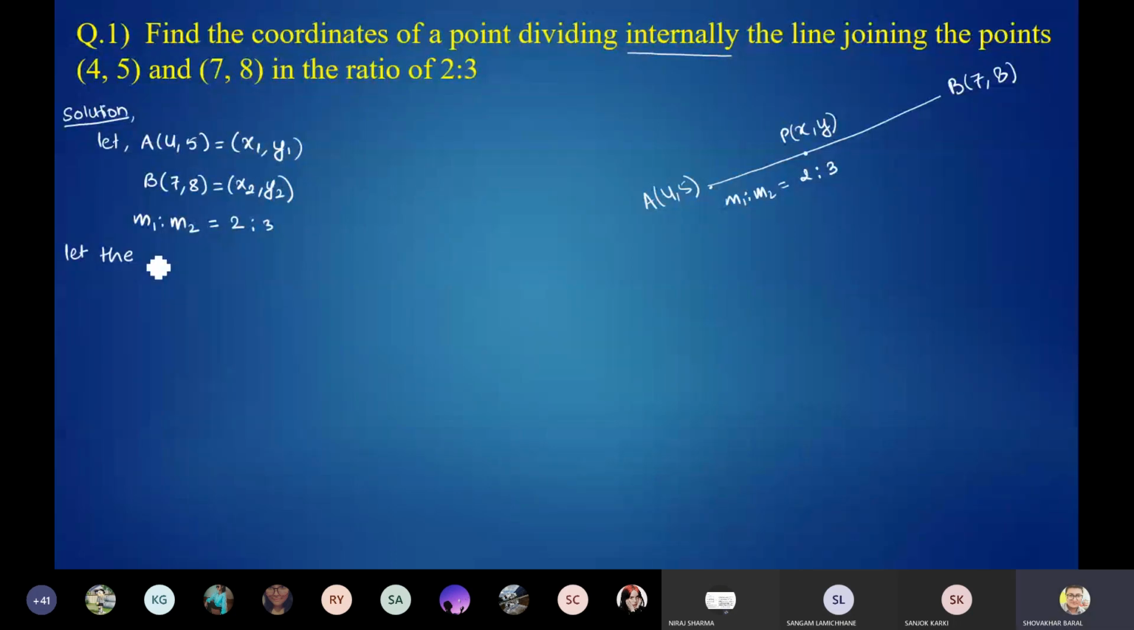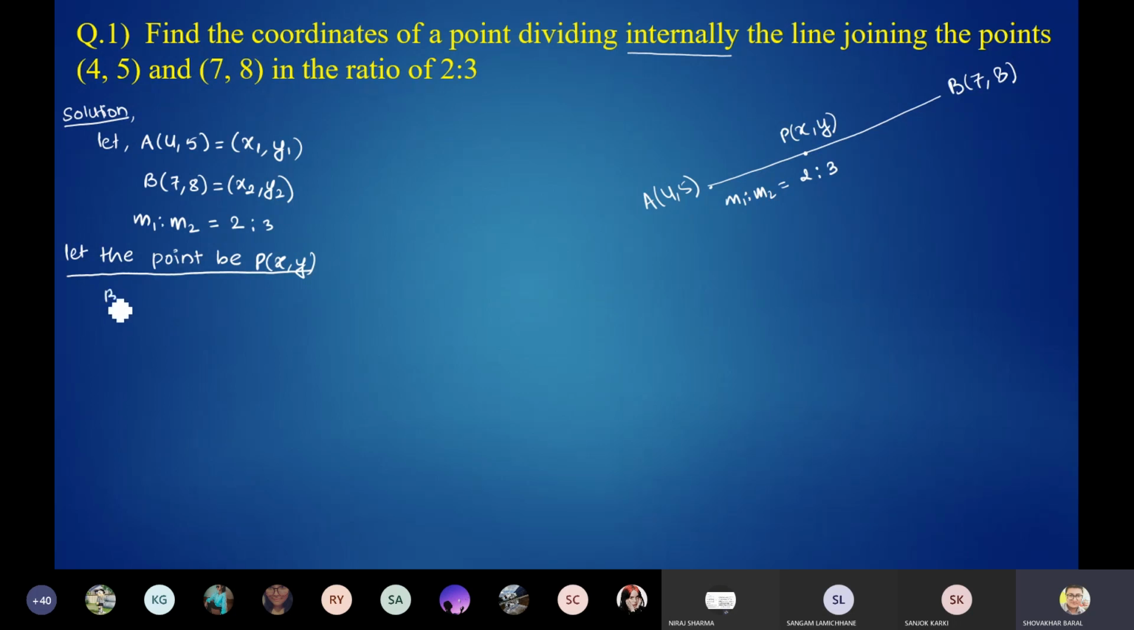Let the point which divides AB in the ratio 2:3 be P(x, y). You can elaborate it further and write it that way also. I am writing it as asked by the question. According to the question, since it just says point, you should understand it as the point of internal division.